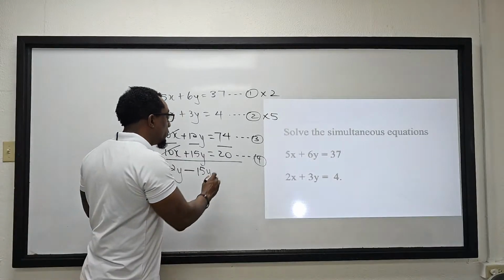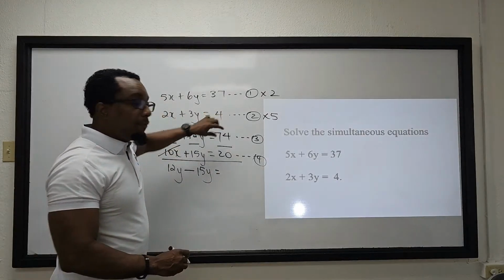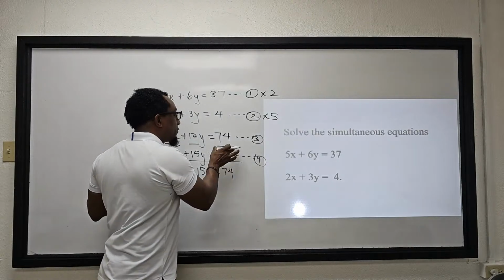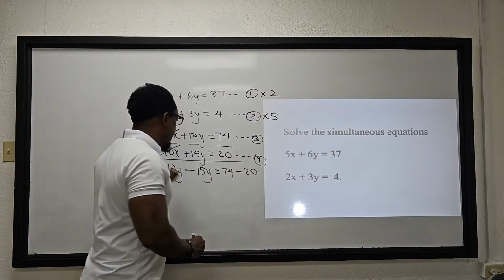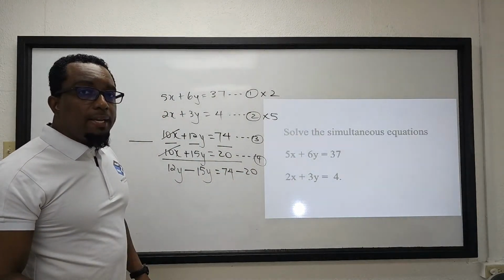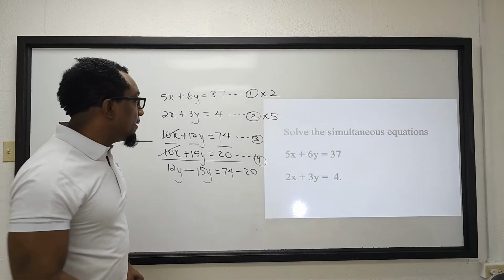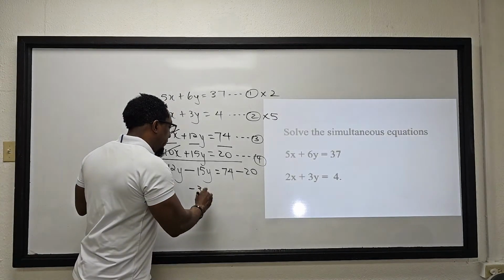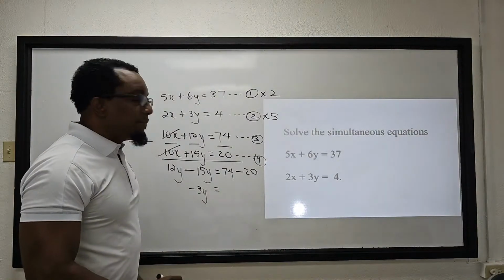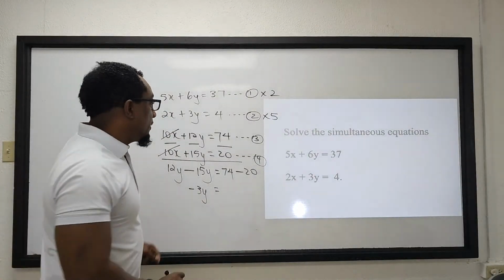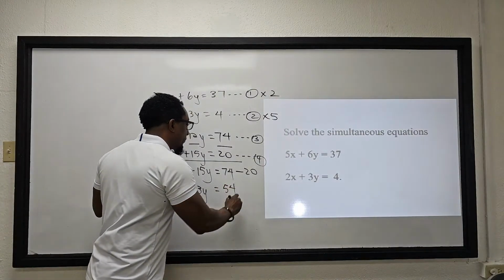It is equal to 74 subtract 20. And 12y subtract 15y, that will give me negative 3y. And 74 subtract 20, that will give me 54.